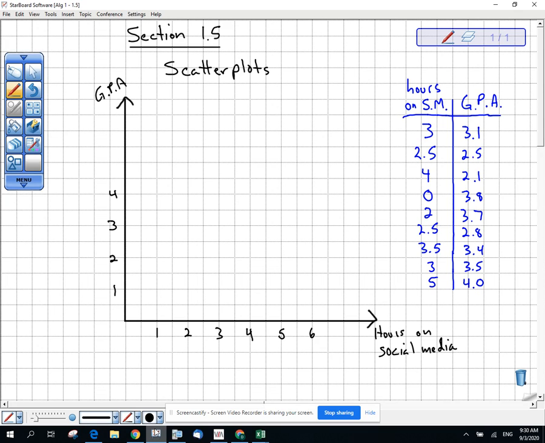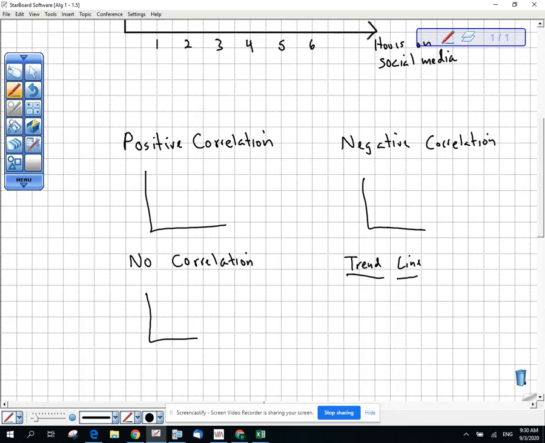Algebra 1, Section 1.5, scatter plots. A couple definitions to start, and that's actually down here. Well, basically a scatter plot is just exactly what it sounds like. It's a plot of points that can be scattered all over the graph. And you'd be given ordered pairs, and we'll do one example of this in just a moment.